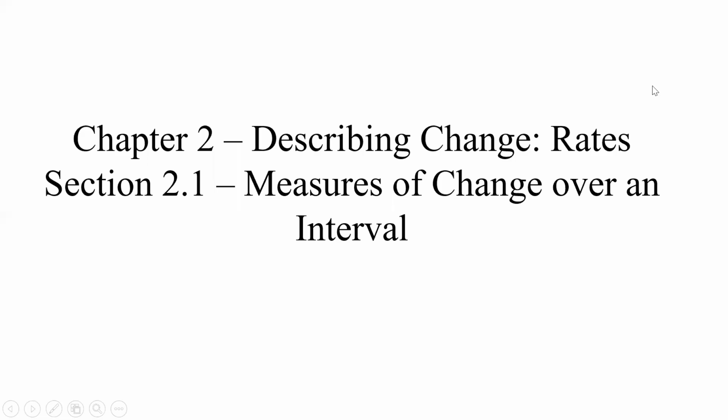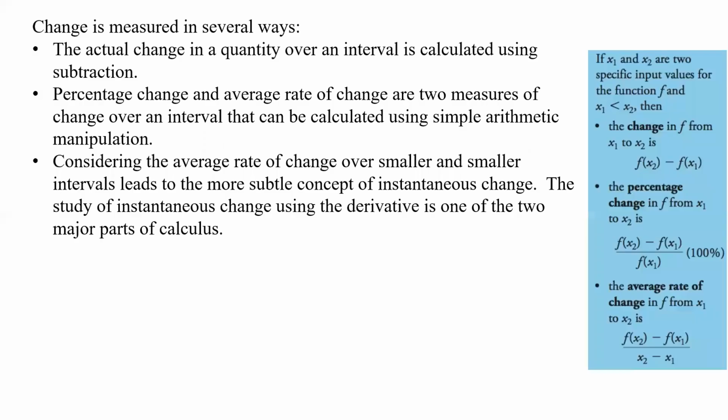All right, we're on to chapter 2 on describing change rates. Section 2.1 is on measures of change over an interval. Change is measured in several ways. The actual change in a quantity over an interval is calculated using just subtraction. Percentage change and average rate of change are two measures of change over an interval that can be calculated using simple arithmetic manipulation.